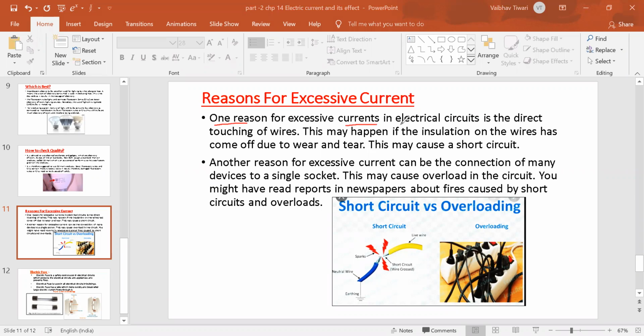The first reason for excessive current in the circuit is the direct touching of the wires. Sometimes what happens is, whenever an electric circuit is made, a lot of wires pass together, like this. And we know that all the wires have insulation on them. One wire has black insulation and one wire has red. If there is insulation there, then it is okay, there is no problem.